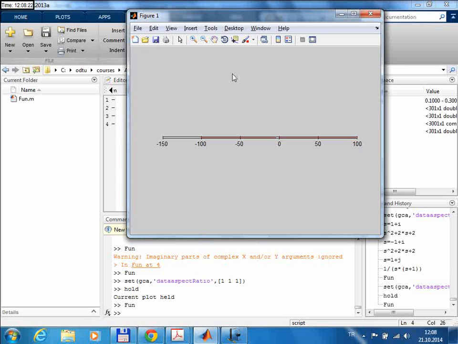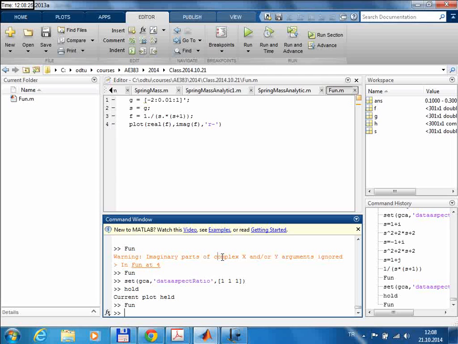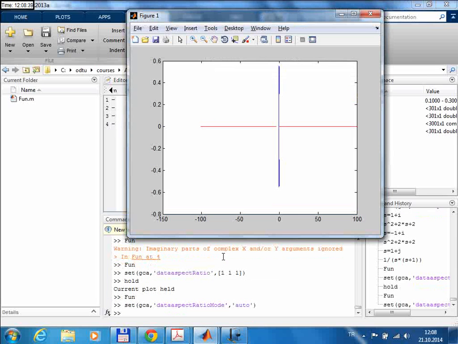Okay, this doesn't look good. So let me just make this data aspect ratio. Let me just remove that. Okay, still not very nice.